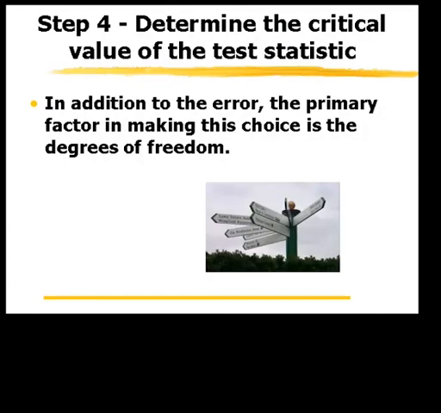The next step is determining the critical value of the test statistic. In addition to the error level that you determined in step number 4, which is the most important consideration, the next one in the analysis of variance is the choice of the degrees of freedom. Just as it is with chi-square and the t-test, the degrees of freedom make a significant difference in the shape of the distribution.